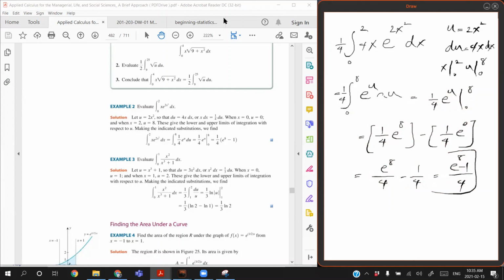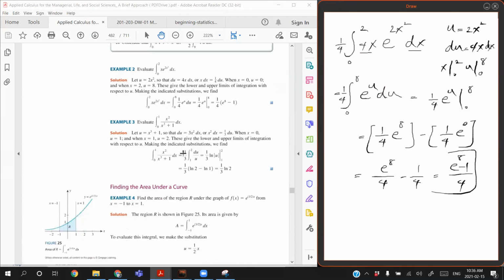We're good? Any questions? Yes, I have a question. What is the symbol between the e and the u? Oh, that's my board. Yeah, du. Okay. That's the 4x and the dx, which become du. Any other questions? Okay, let's do the next one.